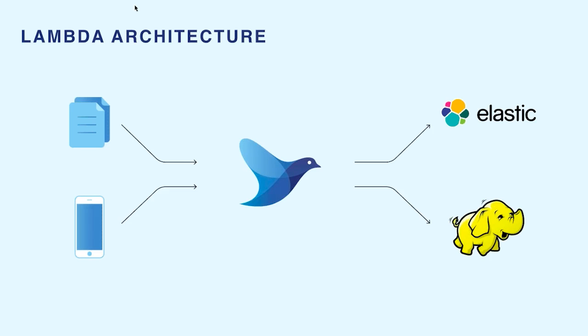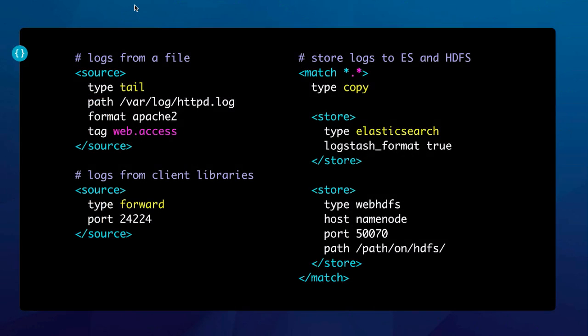So let's look at how a Lambda configuration like this might be configured in a more simple case. So again, we're sourcing our data from, we're tailing our HTTP logs as an example. We're tagging it as web access. We're also forwarding for port 24224.